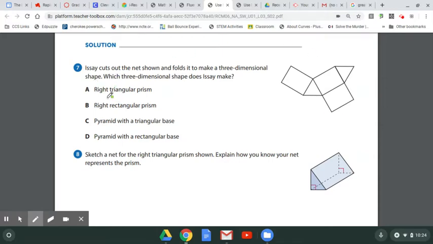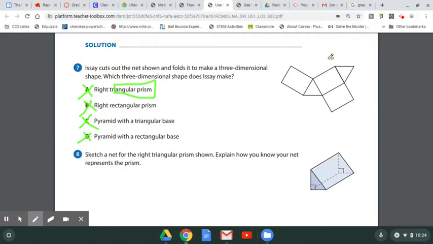So let's go over and find it. Triangular prism? Well, we know it's a triangular prism. We know it's not a pyramid. Right rectangular prism? The base is not a rectangle, so that can't be it. Right triangular prism? Well, this is a triangular prism, but it is not a right triangle. This is an equilateral triangle. So they did not have the correct answer there. They did not do this problem correctly. That is a mistake. Okay?